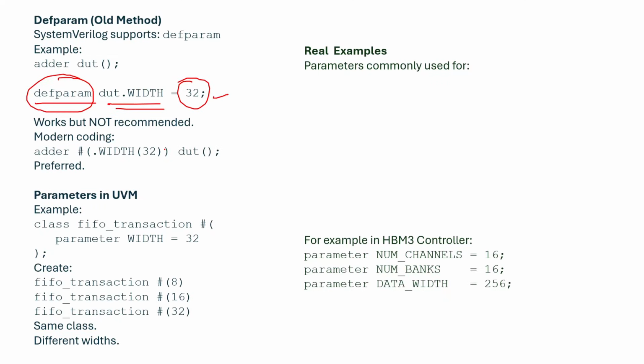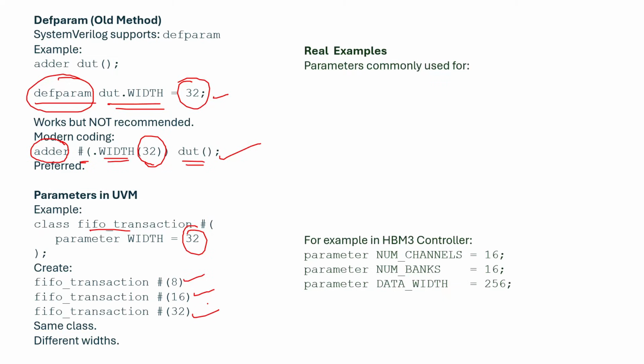The new style is recommended: the module name, hash, the width with your new width, and then your user defined name. Based on that, it will override the parameter. So this one is the preferred way we write the different parameter width. See, before, the transaction is 32 bit, then I am creating for 8, 16 and 32.